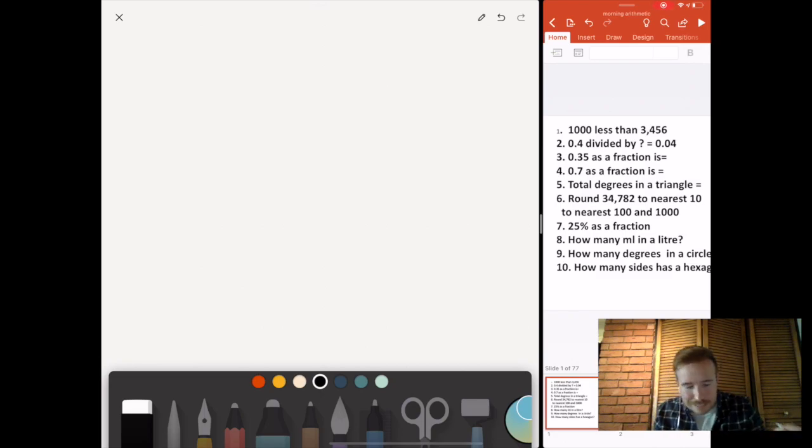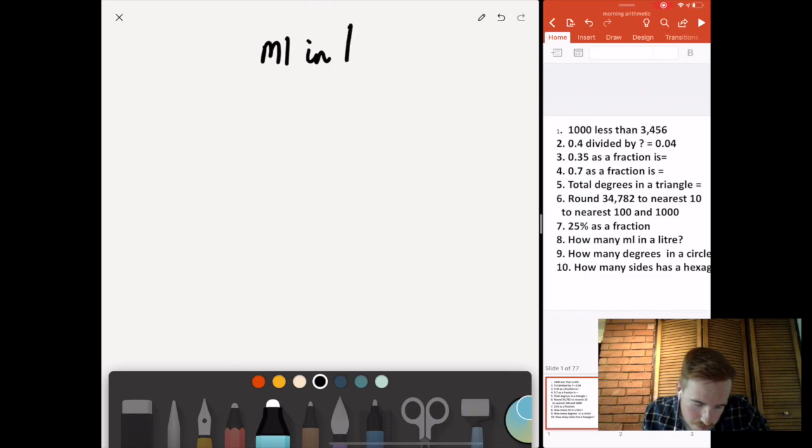How many millilitres in a litre? Again, we've looked at this one this year. It's just one of those conversion rates you just need to learn. Find some way to remember them. The way that I remember them, for this one especially, is I remember a Coke can or Diet Coke. That's healthier, isn't it? Or Coke Zero.